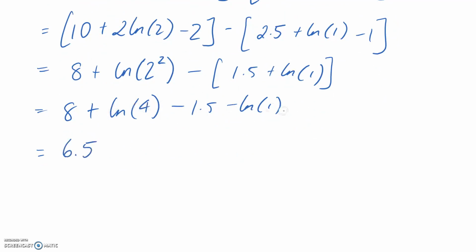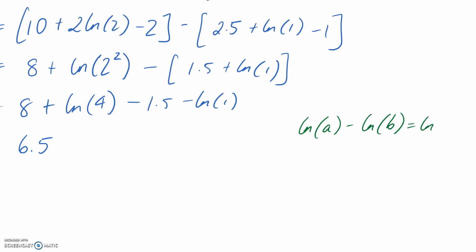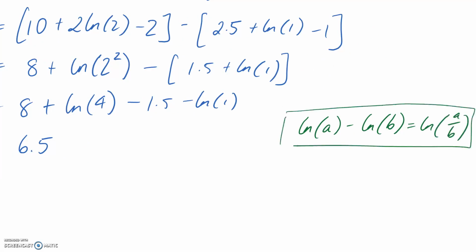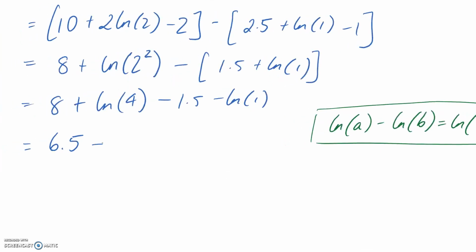And we can rewrite this using our log rules. So remember, let me use a different color, sorry. The natural log of A minus the natural log of B is equal to the log of A on B. Okay, so if we use this rule, we can rewrite our 4 and 1 inside one log. So we're going to get plus the natural log of 4 divided by 1.